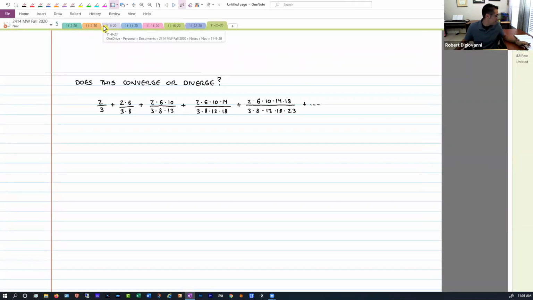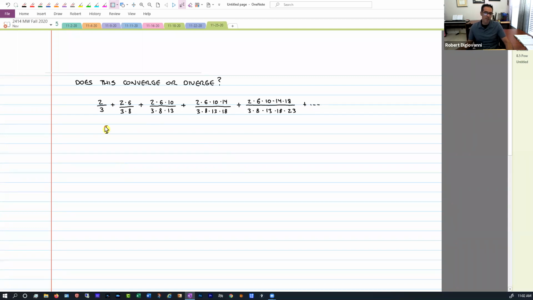We're still in 8.4 right now, talking about convergence tests. There was one example I wanted to work through, which is an example of a series that you haven't seen before. So I wanted to at least show it to you so that if you ever face it down the road, you'll have some idea of how to do this. So here we go. We've got this series, right? And we're asked whether or not it converges or diverges.